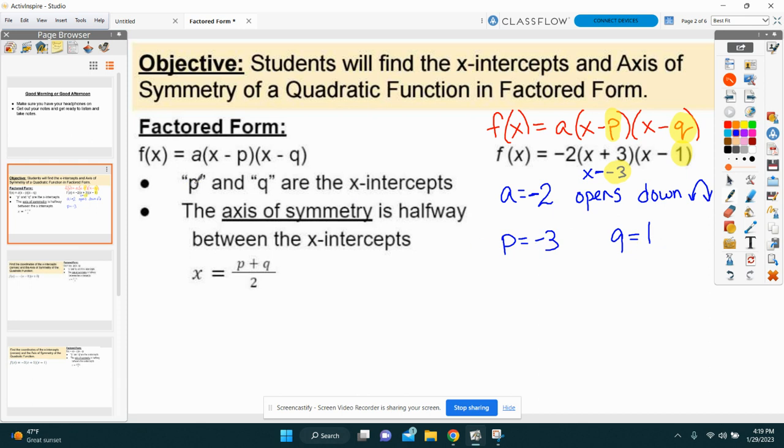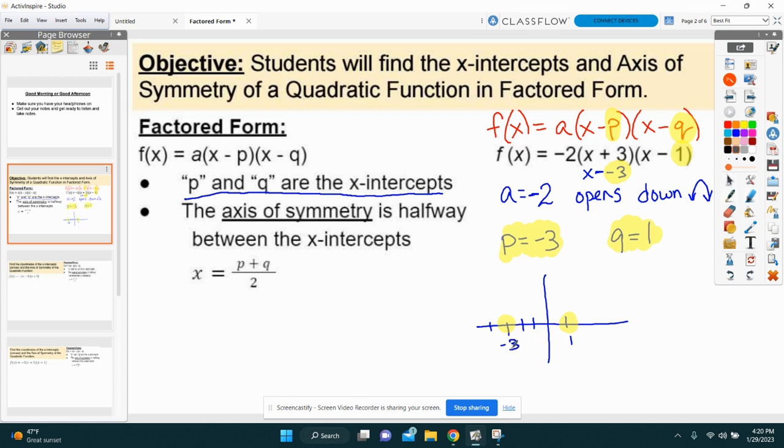So now, if we wanted to know what the x-intercepts are, we actually have them, because P and Q are the x-intercepts. On our graph, counting 1, 2, 3, this would be -3, and this would be 1. We know that our graph is going to cross at -3, which is one x-intercept, and at 1, our other x-intercept.